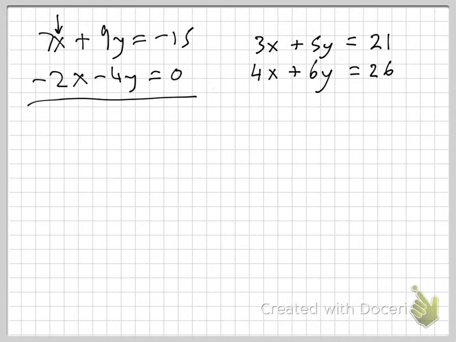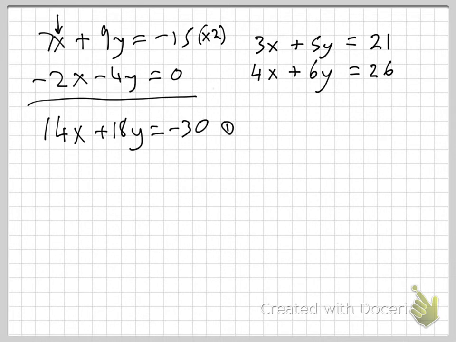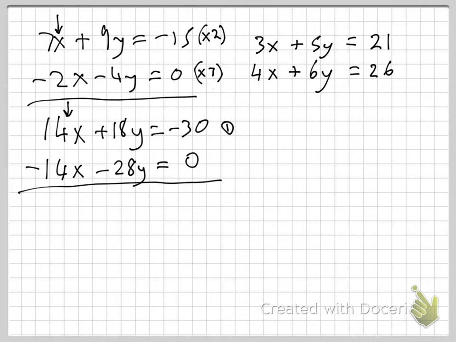It's 14. So if I multiply the first equation by 2, I will get 14x plus 18y equals negative 30. So that's my first equation multiplied by 2. If I multiply the second equation by 7, I will get negative 14x minus 28y equals 0. 7 times 0 is still 0. And again, this is why I did it. Look, the x's have cancelled. If I add these together, the x's will cancel.